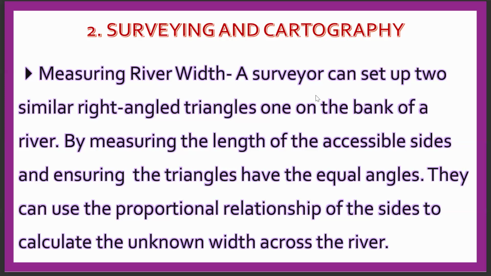A surveyor can set up two similar right angle triangles. Here the same approach applies, that we have to make two similar right angle triangles. How can we make them? I will tell you. On the bank of a river, by measuring the length of the accessible sides and ensuring the triangles have equal angles, they can use the proportional relationship of the sides to calculate the unknown width across the river.